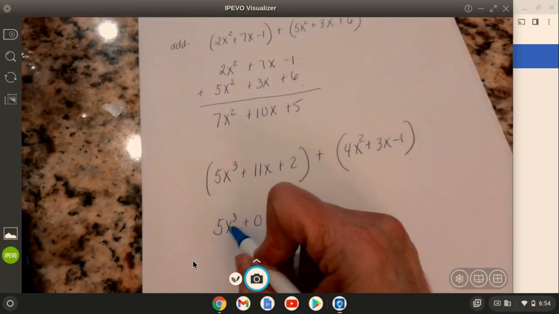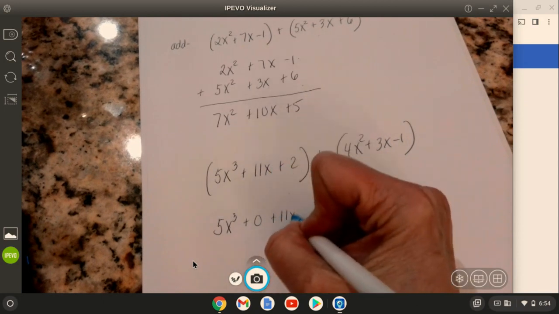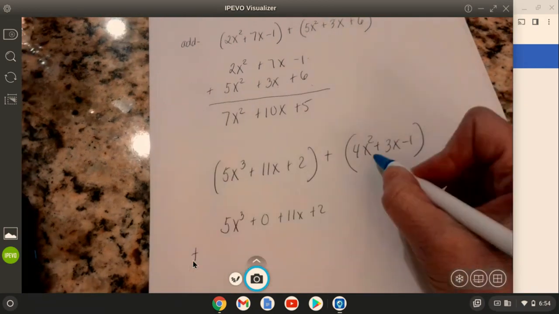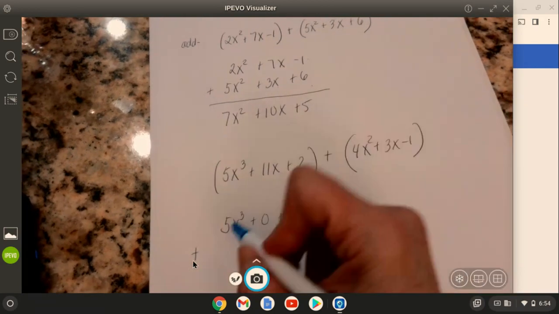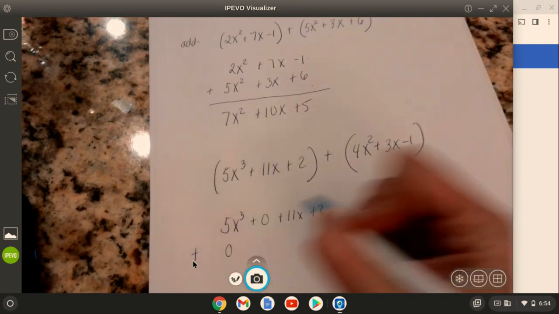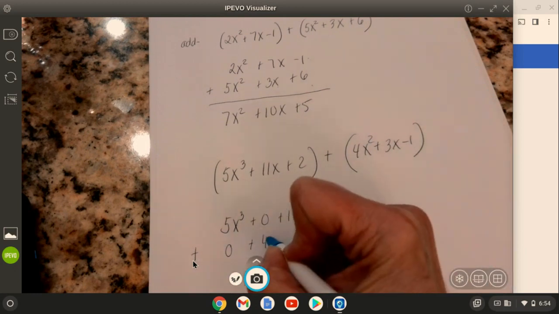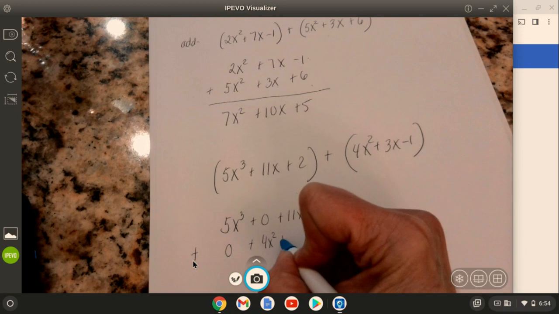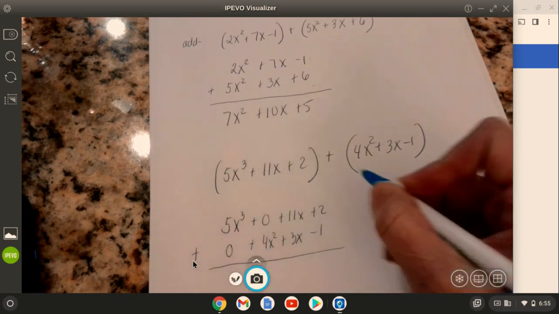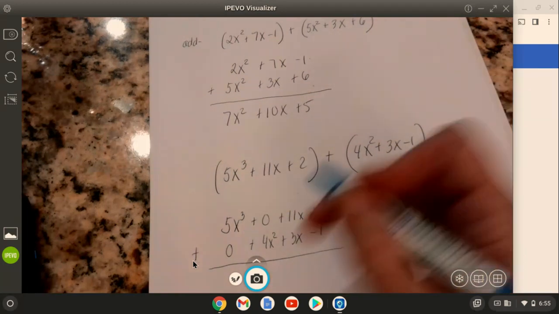So I have x to the third. I don't have an x squared term, but I have an x term, 11x, and I have a constant. And I'm adding to that 4x squared, but it doesn't look like I have any x to the third power, so I'm going to put a 0 there as a placeholder, plus 4x squared plus 3x minus 1. And this is writing it in standard form, where you start with your largest exponent and move your way down to just a number.